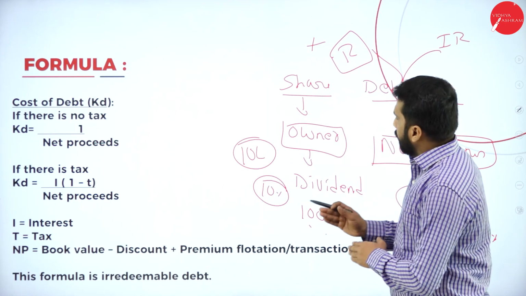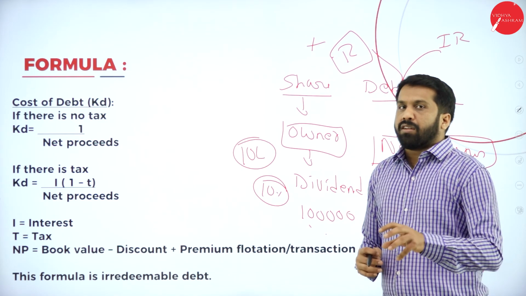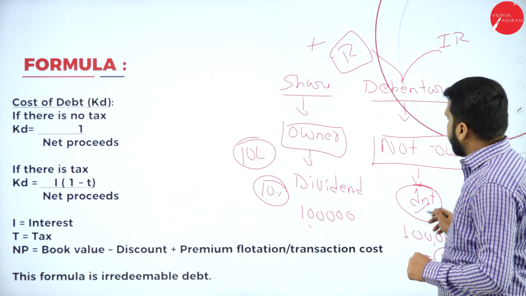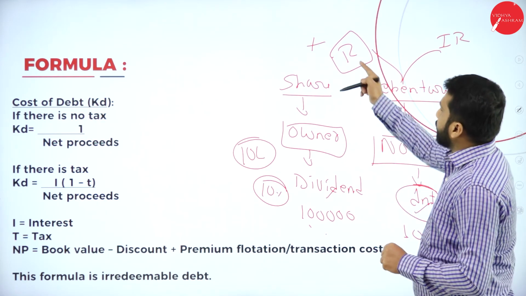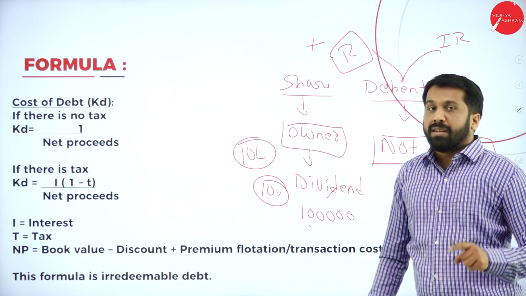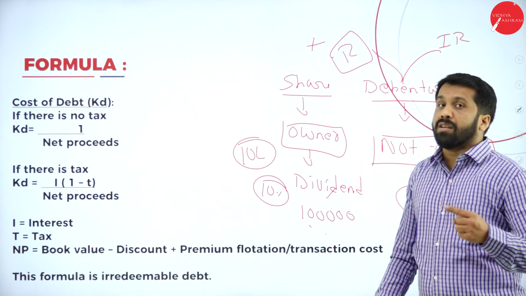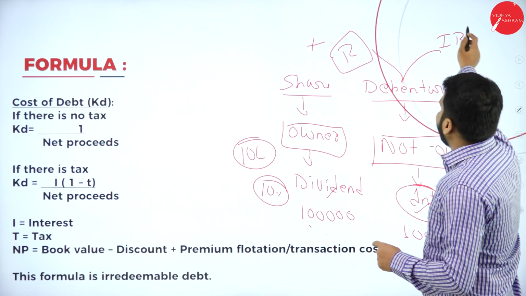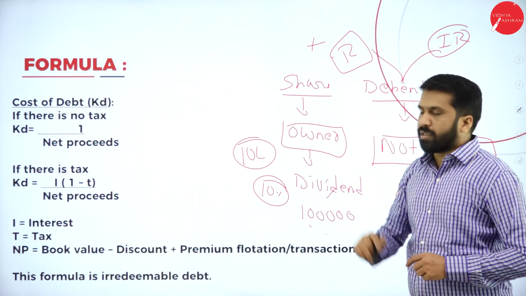Now, you understood what is equity, what is debenture, which is better, what debenture holders will get, like interest, and what equity shareholders will get, which is a dividend. What is redeemable and irredeemable? Redeemable means repayable. Irredeemable means non-repayable. We are doing irredeemable, non-repayable.